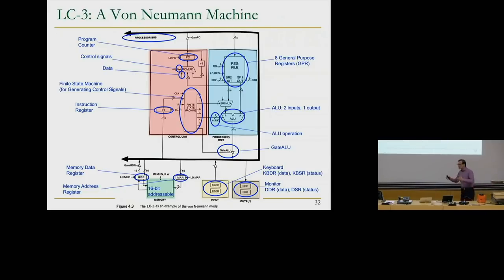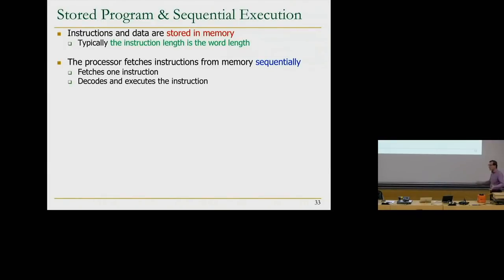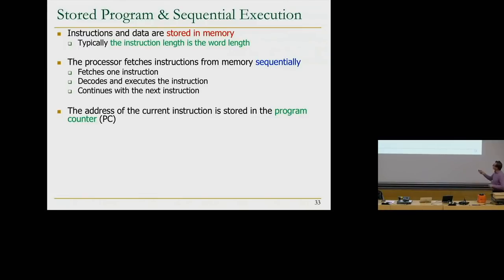Okay, so I've given you some examples of it. We're going to cover this in more detail. But basically, instruction and data are stored in memory, as I said. Typically, the instruction length is the word length, and the processor fetches instructions from memory sequentially. I'm going to repeat the von Neumann model. You fetch one instruction, you decode and execute the instruction, you continue with the next instruction after that. The address of the current instruction is stored in the program counter. Let me finish this and then we'll take a break.